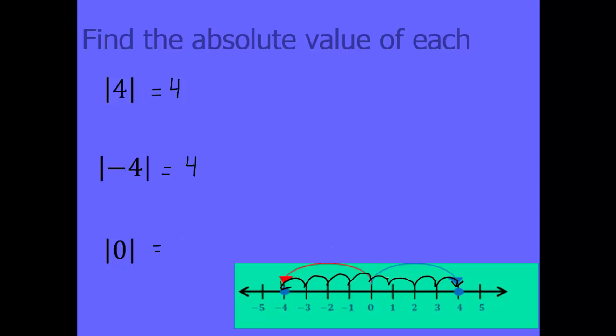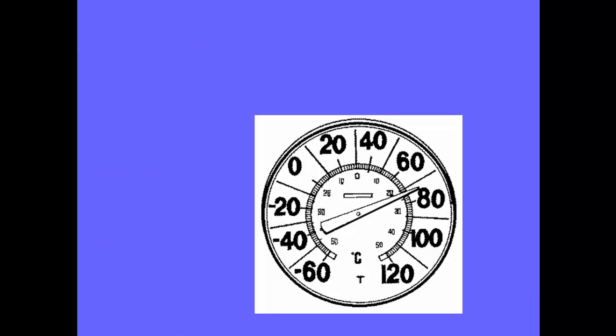What's the absolute value of 0? How far is 0 from 0 on the number line? You don't have to go anywhere. The absolute value of 0 is 0. Hopefully these are reminding you what you already know from 6th grade.